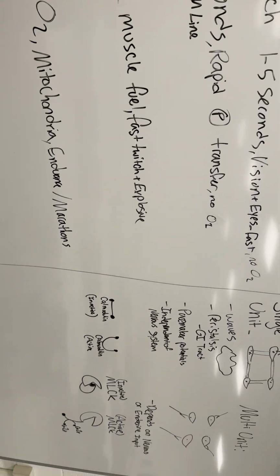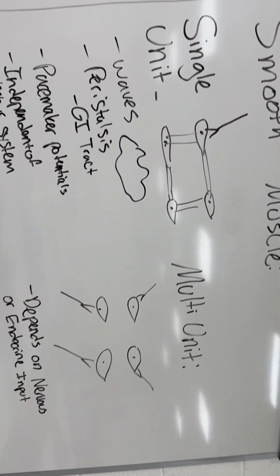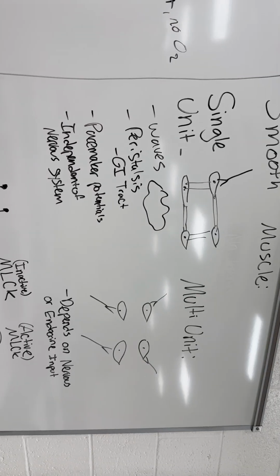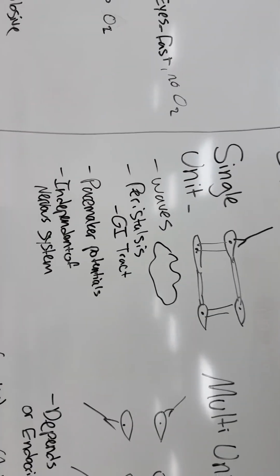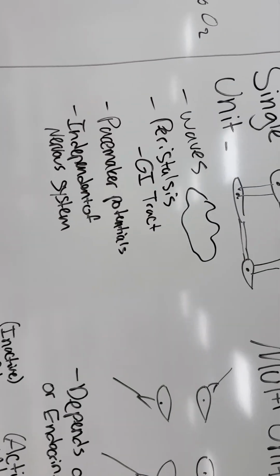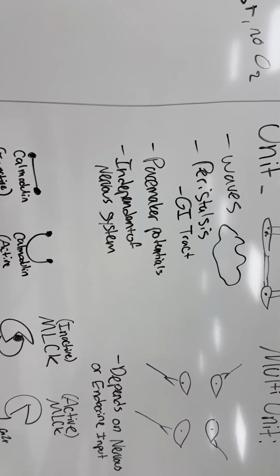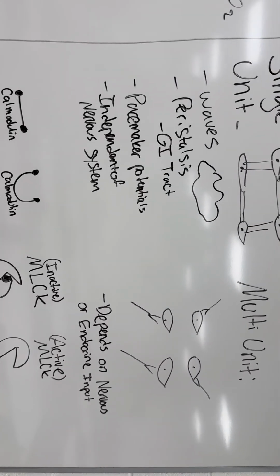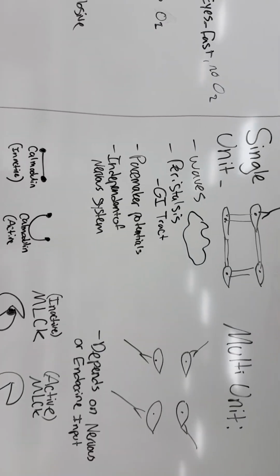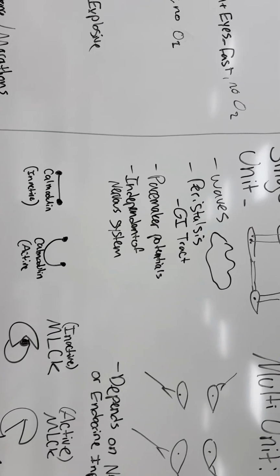Okay. So now let's talk about the two main types of smooth muscle. For smooth muscle, we're going to have our single unit and our multi-unit smooth muscle. Single unit is going to contract as a unit. It consists of cells that are connected by gap junctions. And single unit is going to produce waves. Single unit is what we find in peristalsis. And this is going to be found in our gastrointestinal tract. So we move food from our esophagus through our stomach, intestines, and then out the other end.